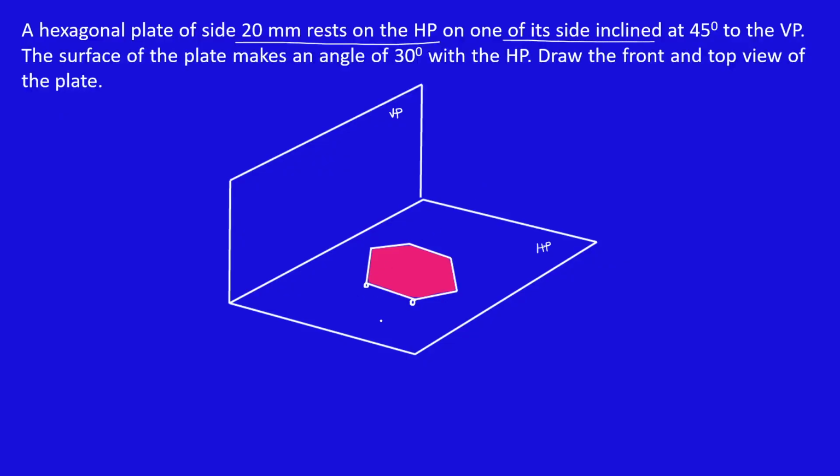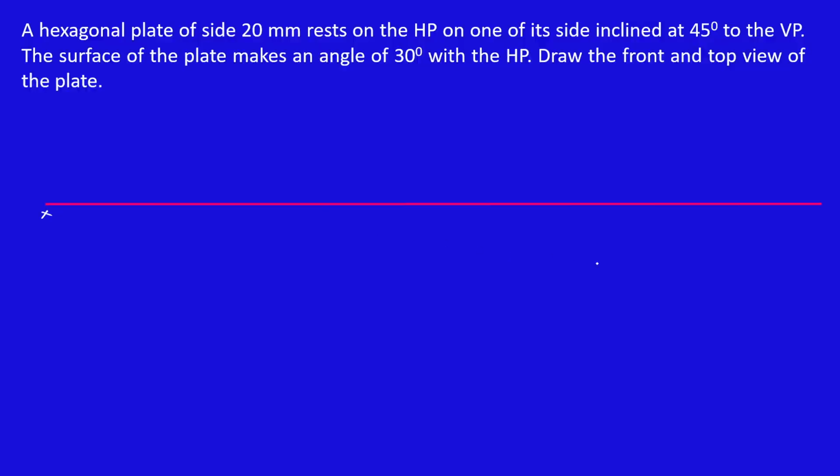First, I'm going to draw the front view and top view for this initial position. After that, I'm going to incline the hexagonal plate 45 degrees to the VP and 30 degrees to the HP. Draw a horizontal line and mark it as XY. This is the horizontal plane and this is the vertical plane.